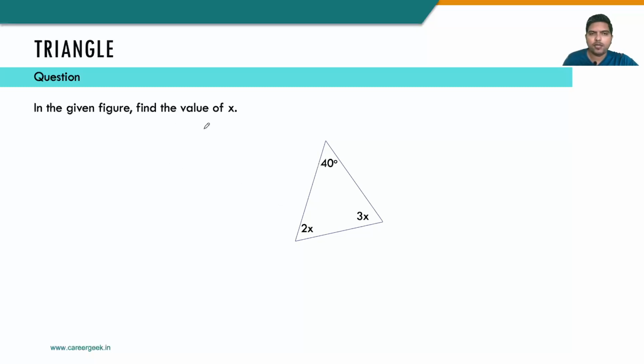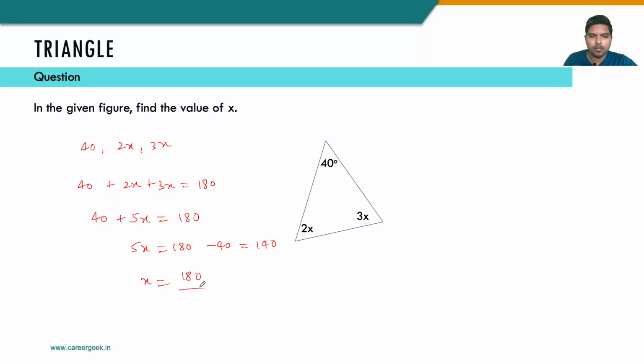Similarly, in the given figure, find the value of X. This is a direct question on sum of interior angles. So given angles are 40, 2x and 3x, whose sum is equal to 180 degrees. Okay, all of these are in degrees. So 40 plus 5x is equal to 180. You subtract 40, you get 140 and divide by 5. This is 140 upon 5, which is 28 degrees.